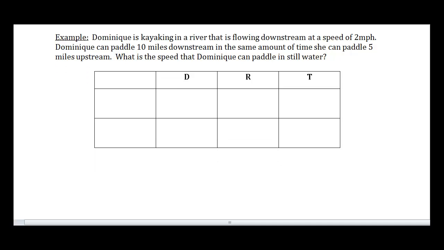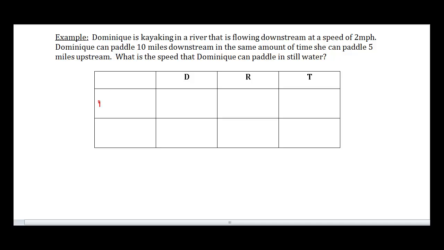In this example, it says Dominique is kayaking in a river that is flowing downstream at a speed of 2 miles per hour. Dominique can paddle 10 miles downstream in the same amount of time she can paddle 5 miles upstream. What is the speed that Dominique can paddle in still water? All right. So we got two situations going on here.